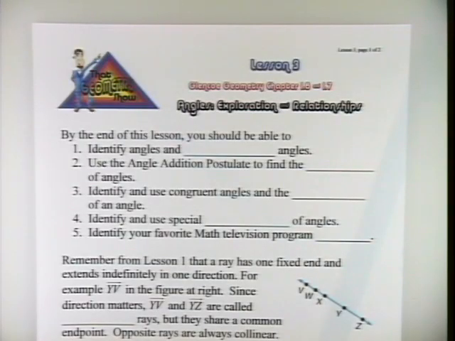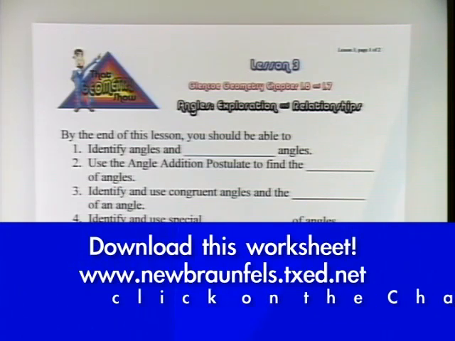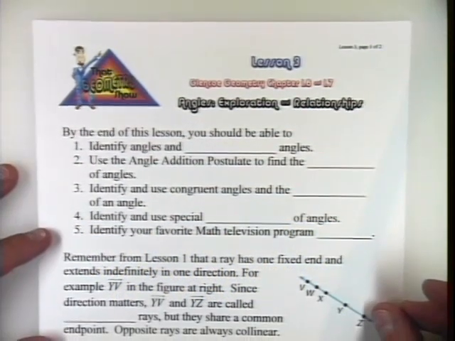All right, today, lesson 3, we're going to be talking about angles, exploration, and relationships. This is going to follow along with your Glencoe Geometry textbook, chapter 1.6 and 1.7. Now, it's always good to know in advance what we're going to be talking about today.